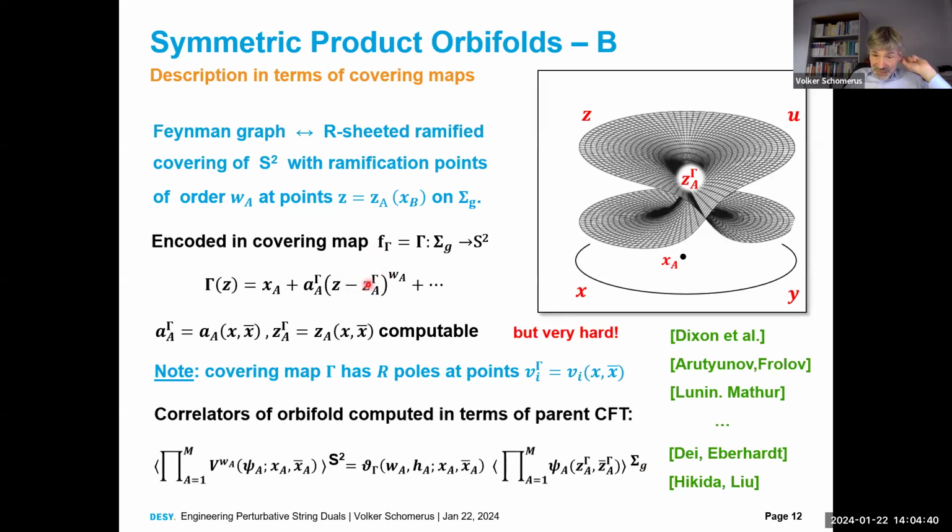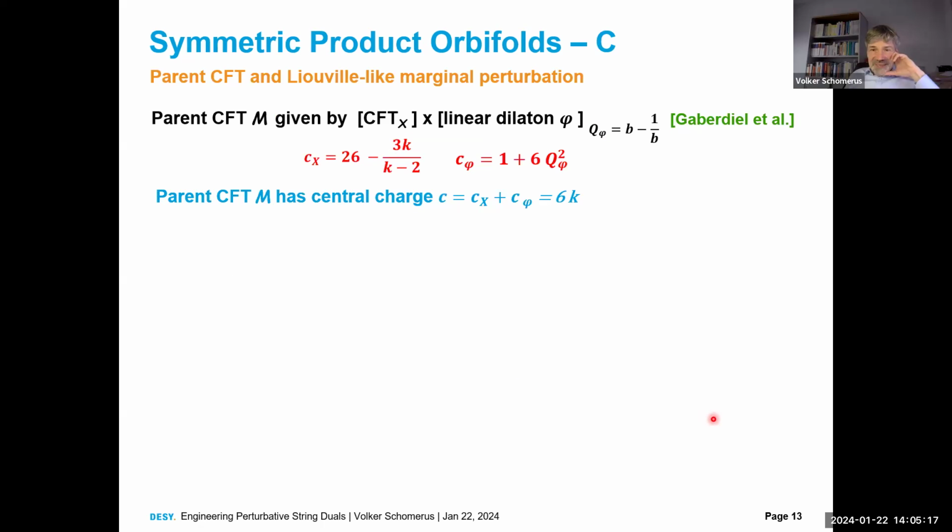And there's a very complicated looking prefactor that you have to compute given all the data. In particular, you have to compute that from the covering map, if you were able to compute the covering map. Many people have worked on that. This is standard technology for computing with orbifolds, and in this context there has also been a lot of research on the subject, including, of course, by people in this audience. All right, so these are the generalities on the symmetric product orbifold.